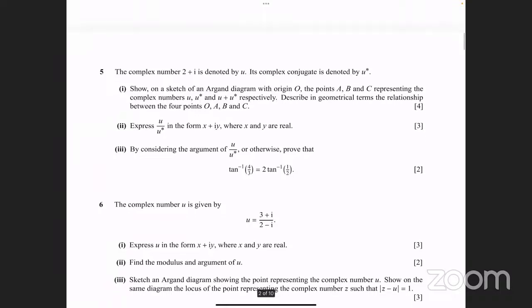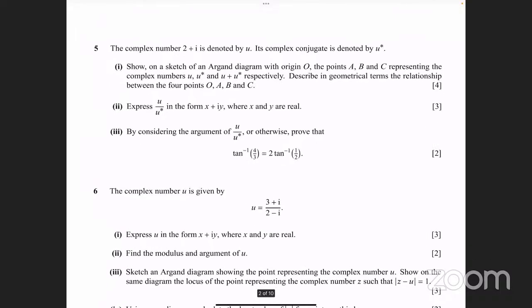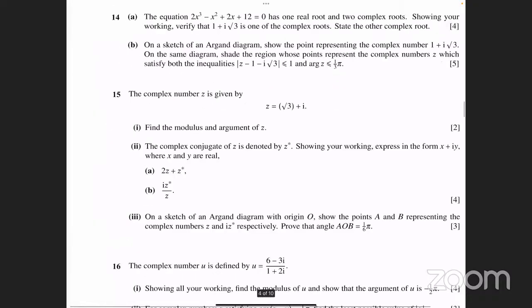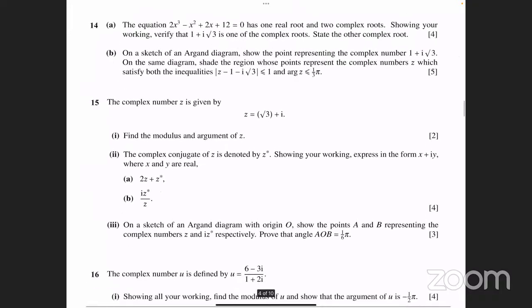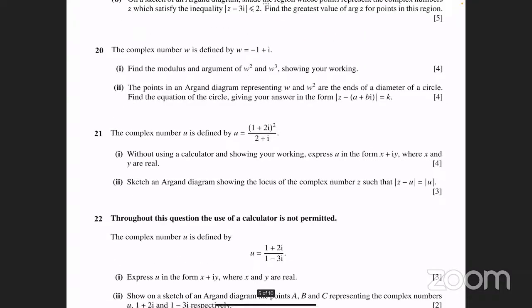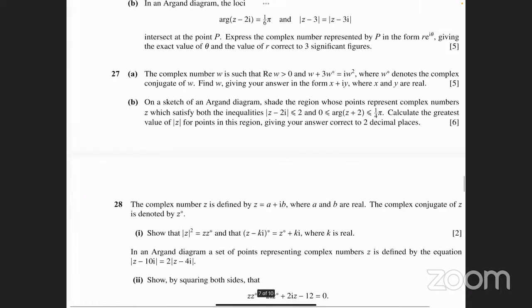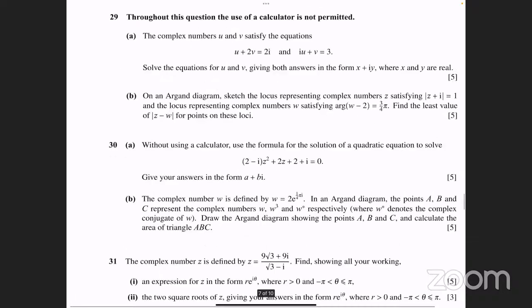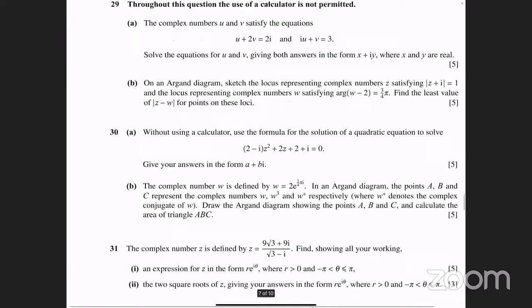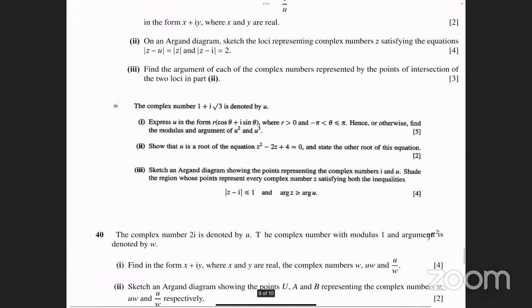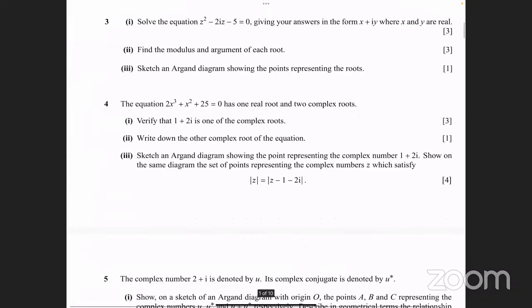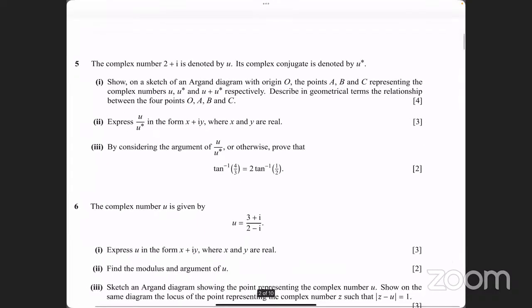Okay, let's try one more question. In fact, let me see if I can find a better one. Okay, let's do this. Question number 5 from the worksheet. Let's have a look at this one.